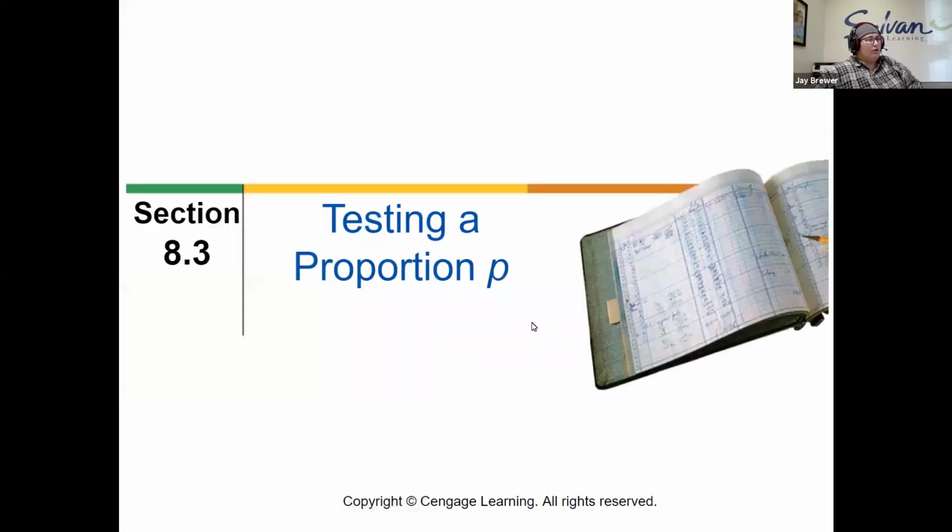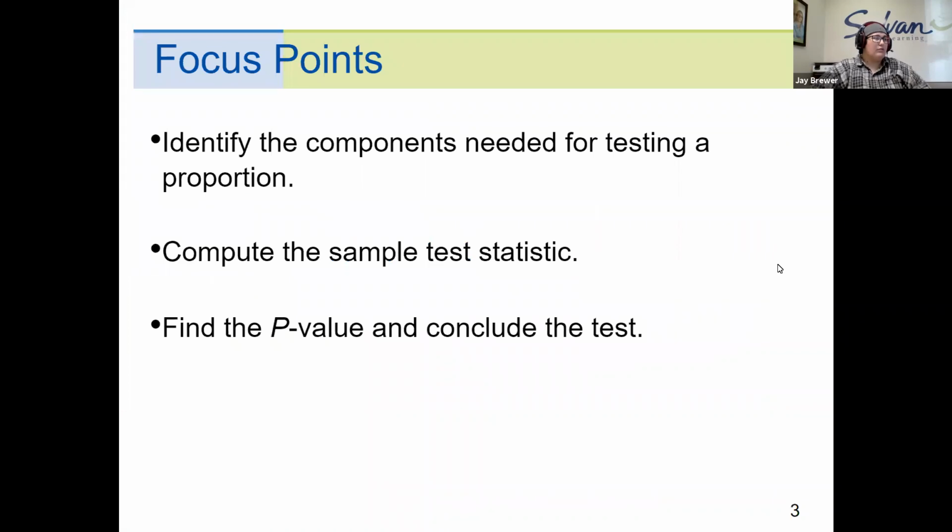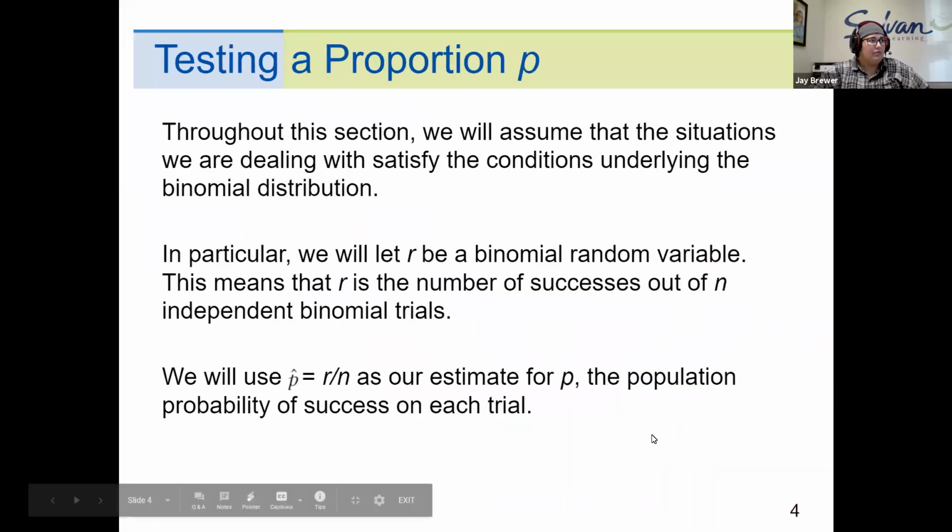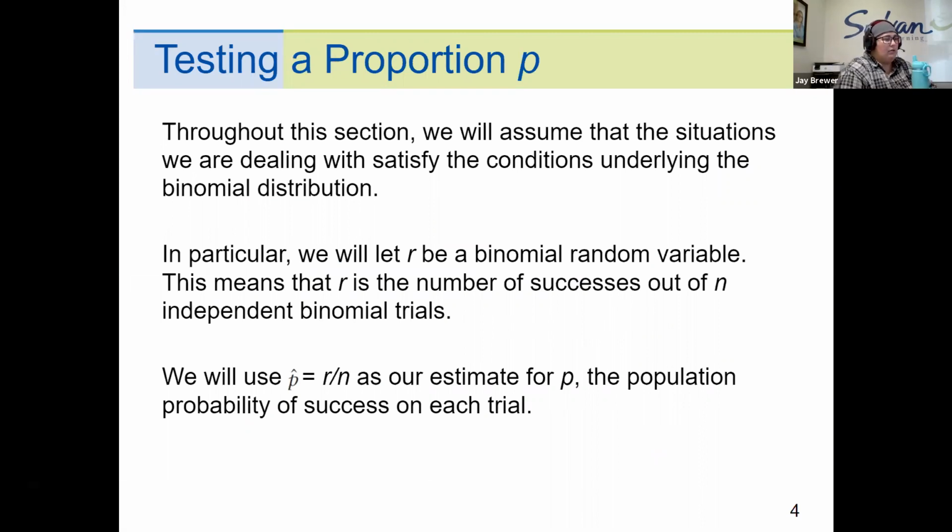Okay, we are going to move on now to testing a proportion P, which is section 8.3. The focus points for this section are to identify the components needed for testing a proportion, compute the sample test statistic, and find the p-value and conclude the test. You guys can go ahead and read that. The key point here is to realize that we have p hat again, which is r, the success, divided by n, the number of trials.